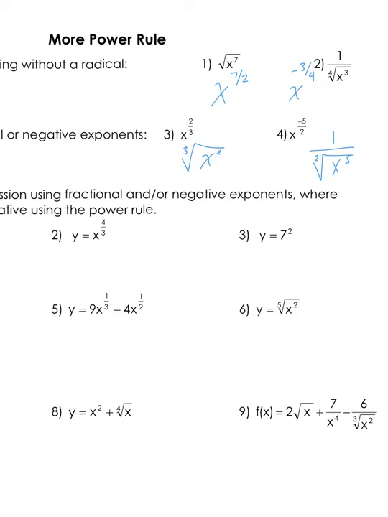Then 3 is going the other way. I've got a fractional exponent. I want to rewrite it with a radical. 4, that's on the bottom because it was a negative exponent. Now I don't have to put the 2 there, but you can if you want.